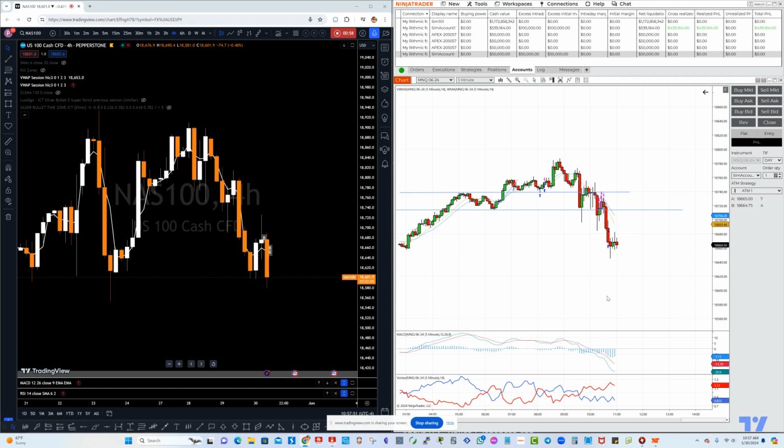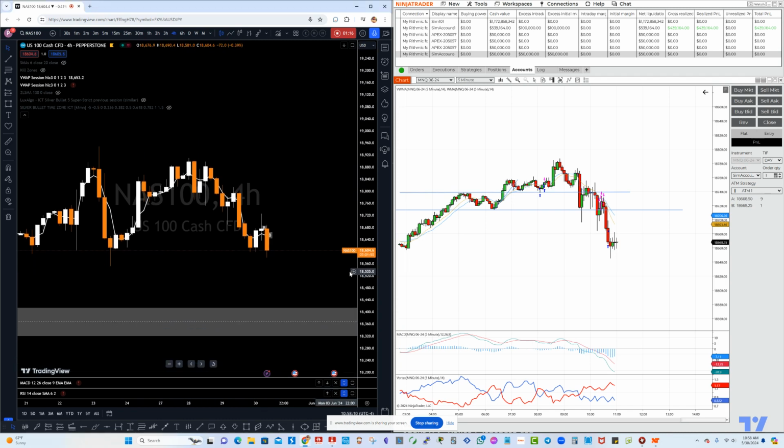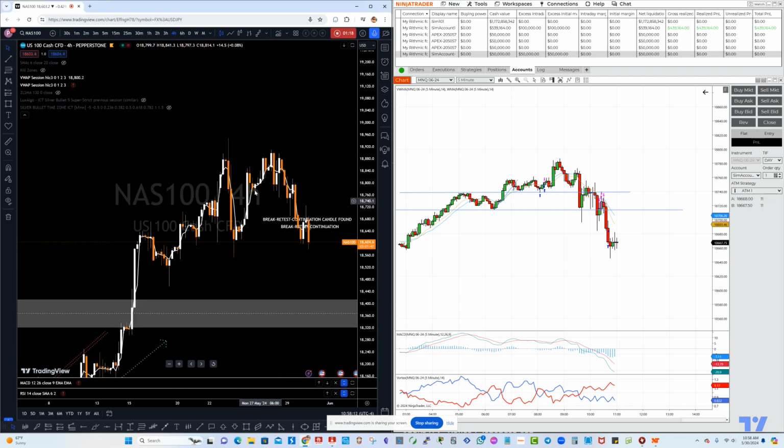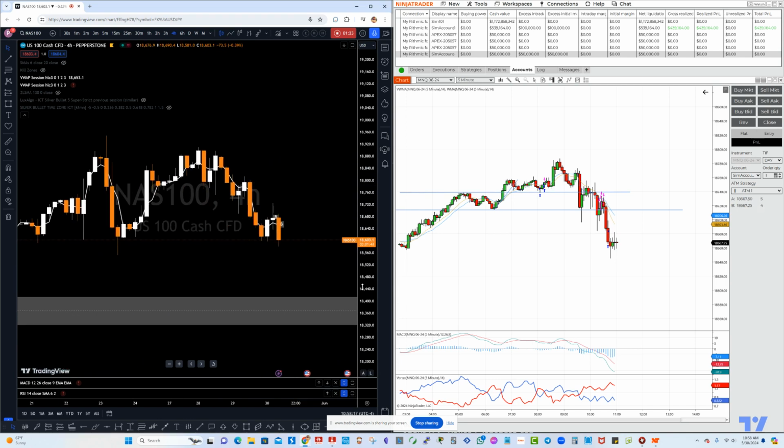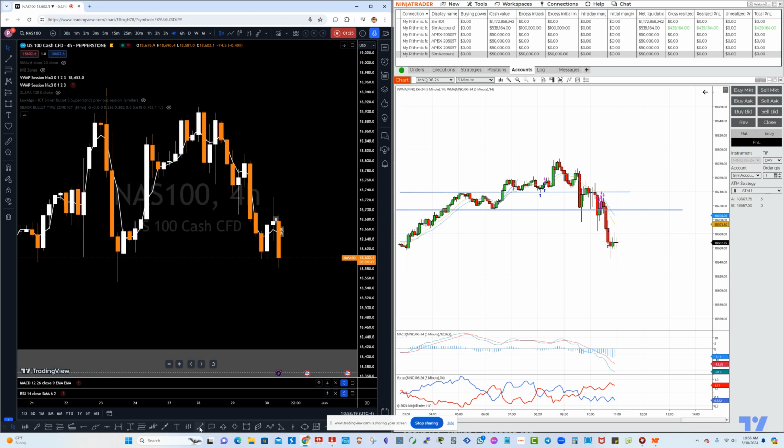So I enter my trade when the market pulls back and gives me a confirmation candle. On this side of the chart, where I have my TradingView, I have the higher time frame analysis based on structure. Over here, when we look at the internal structure, we've been seeing the direction of the market facing downward like this.